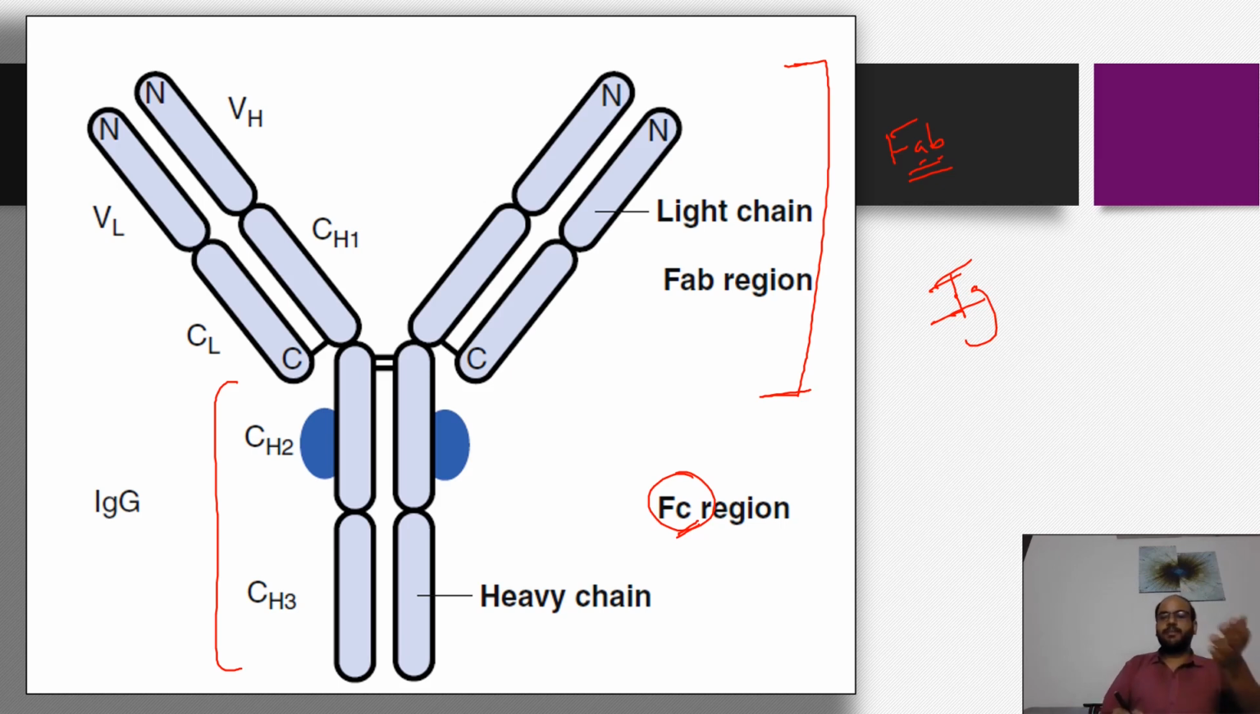In subsequent discussion, we'll be discussing the function of the Fc part and the Fab part, majorly the Fc part. So just keep this in mind. It's Y-shaped; that's how we usually draw immunoglobulin. So it's a Y-shaped immunoglobulin, and this part is known as Fab, while this part is known as Fc. Clear? So let's move forward.